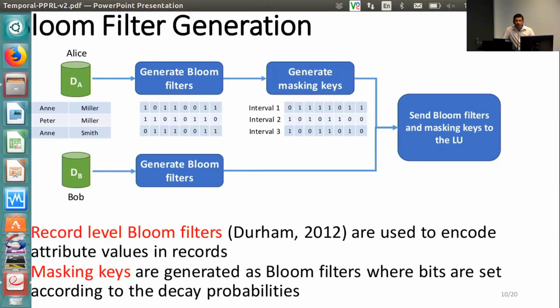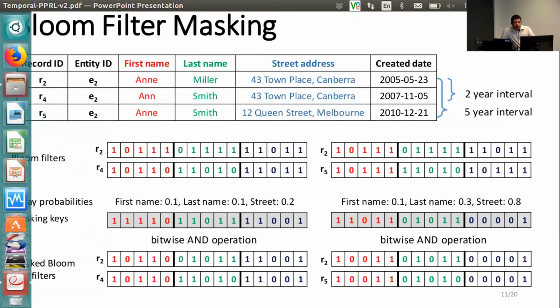So the idea behind masking key is, when you perform the similarity calculation between the record pairs, we use these masking keys to hide a certain number of bit positions so that they won't be contributing to the similarity computation later on. So I'll just show you how it works. This is an example where we have 3 records belonging to entity E2.